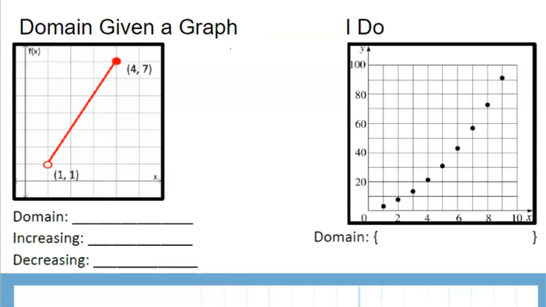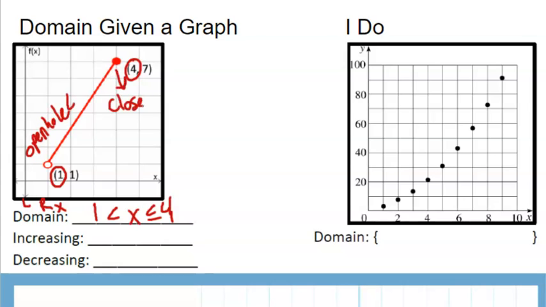Domain given a graph. I'll do this one. Domain is left, right, x. So the left number is 1. The right number is 4. And then x goes in the middle. We have less than and then less than or equal to. This one's an open hole. This was a closed point. Closed point.